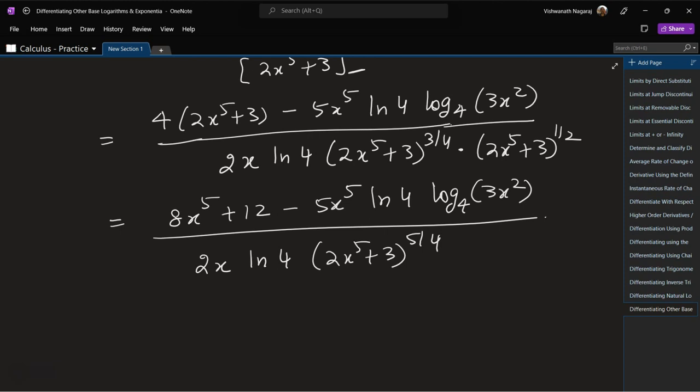So we have seen how to differentiate logarithmic functions and exponentials when they are not based on e, that is the natural logarithm. It is based on other bases.